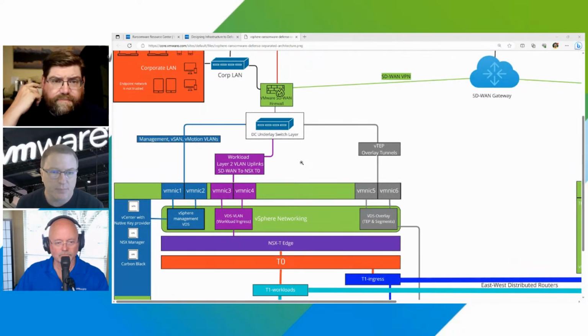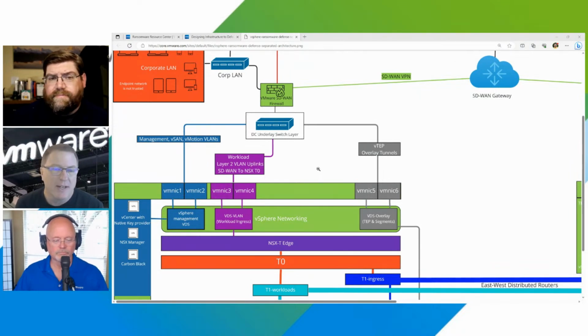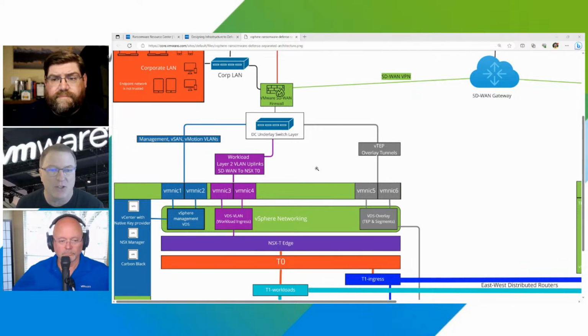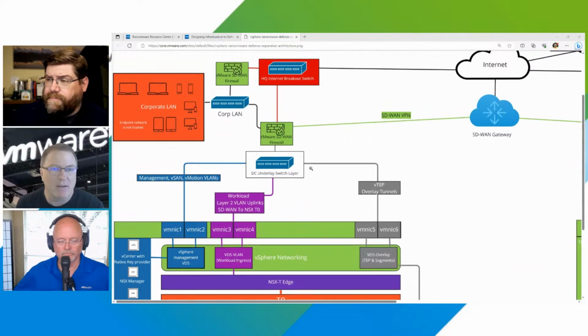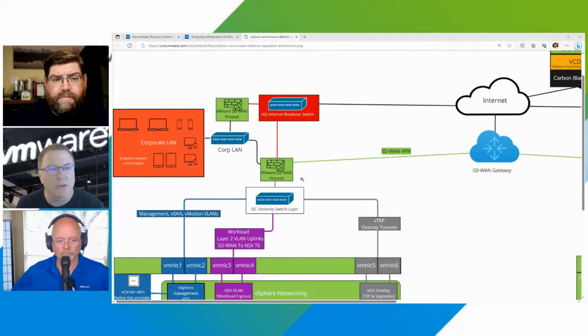And then, isolating your management traffic, preferably the best way would be to only have a jump box or something like that inside of your data center that can reach that management traffic. So again, like you talked about, you don't want anybody on the corporate network to be able to get to any of your management interfaces directly inside the data center.